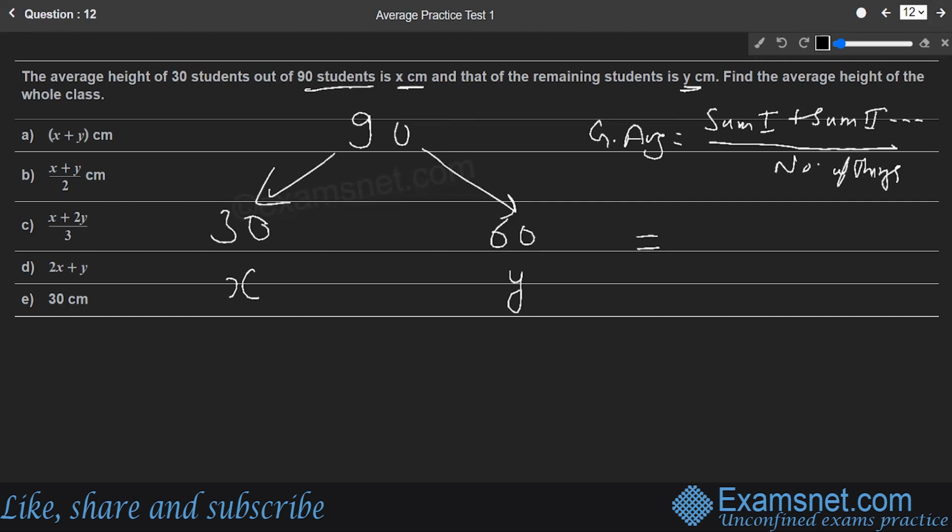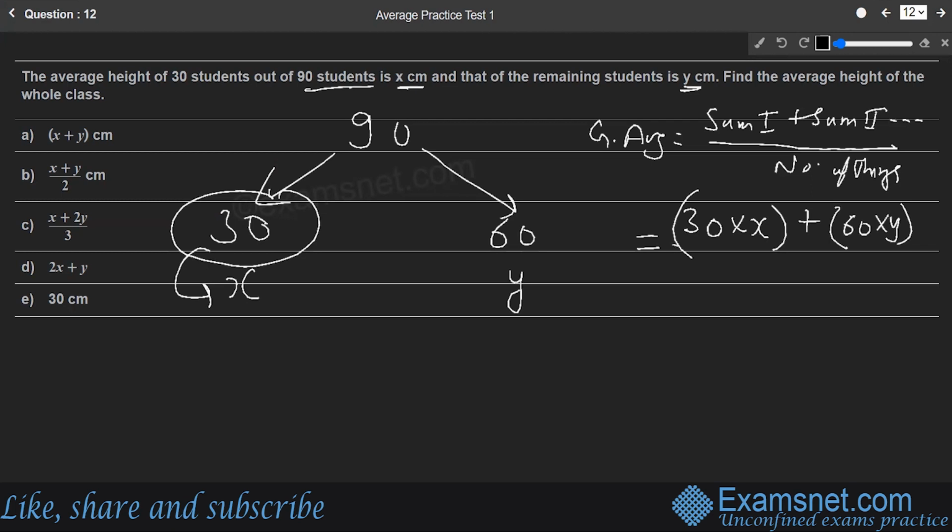For that we need to find the sum of the first category. The first category has 30 students with an average of X. So what is the sum? The sum is going to be 30 into X, that is the number of students in that category multiplied by their average height. So 30X. What about the second category sum? This time the number is 60 and the average is Y. So that sum is 60Y, divided by how many things are involved.